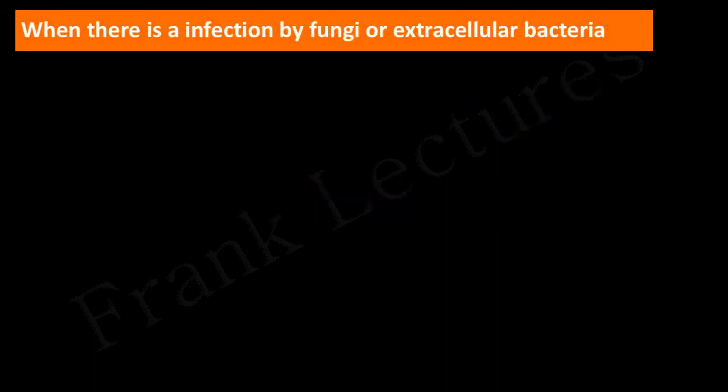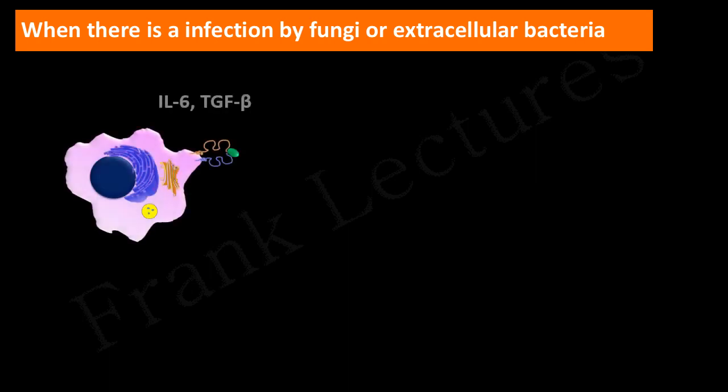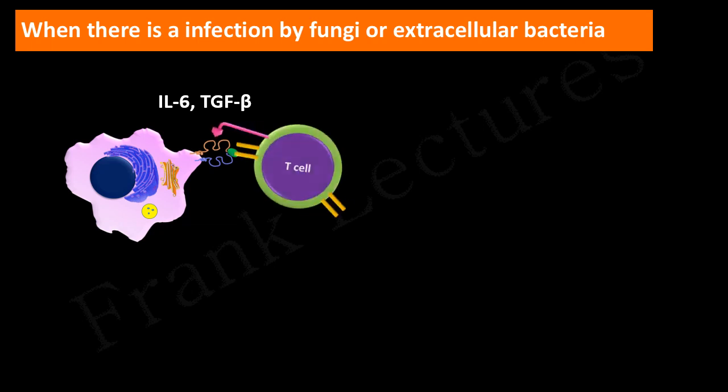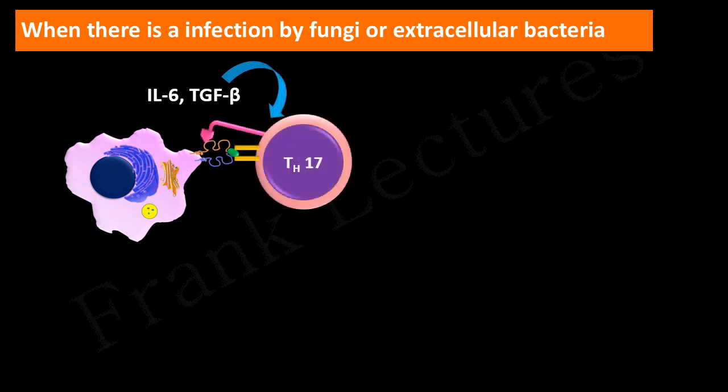When there is an infection by fungi or by extracellular bacteria, interleukin 6 and transforming growth factor beta are produced by cells of innate immunity. The naive T cells recognize the antigens of fungi and extracellular bacteria presented by the dendritic cell. The cytokines interleukin 6 and transforming growth factor beta induce this T cell to differentiate into a T helper 17 cell.